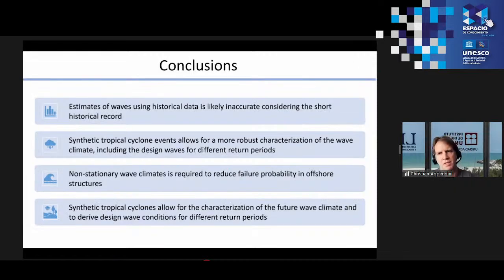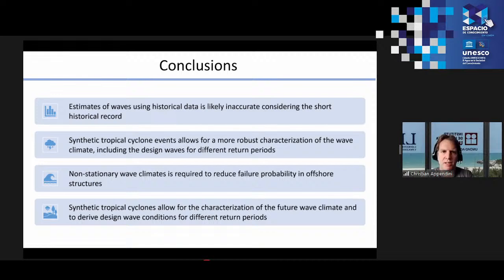So, the conclusion of this work is that estimating waves for design using historical data is inaccurate, considering the short historical record. I didn't mention that, but the historical record of tropical cyclones is only accurate since the satellite era. So we don't have a lot of years, and in many areas we don't even have events. There could be events occurring in that area, but we just don't have them in the historical record.